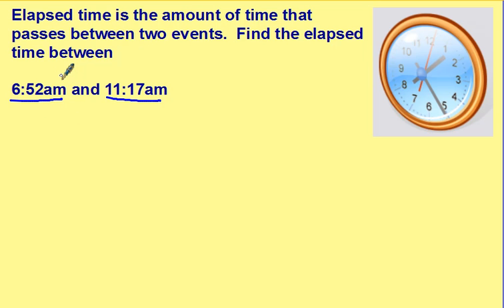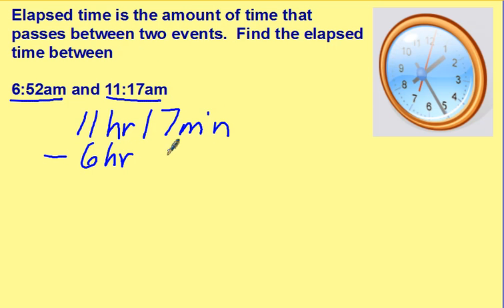If that's the case, then you can subtract 11 hours, 17 minutes, right here, minus 6 hours, 52 minutes. This won't work if you're crossing noon or midnight, but it will work if they're both a.m. or both p.m. times. Do you see you want to start with the smaller unit?